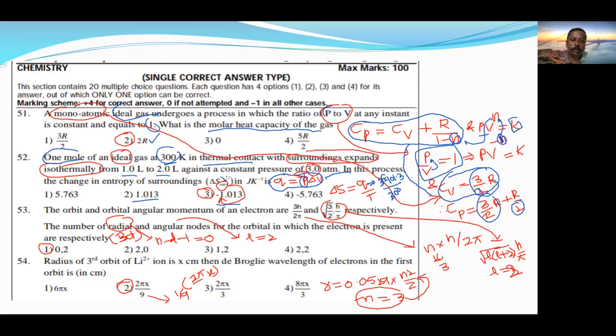Here the question is about the surrounding. So it will be minus 1.013. If it is of the system, it can be plus. Understood? So the answer to this question is the third option.